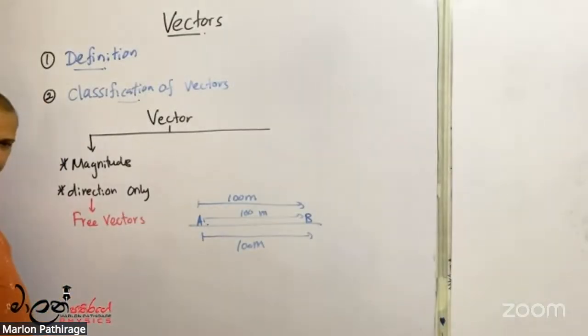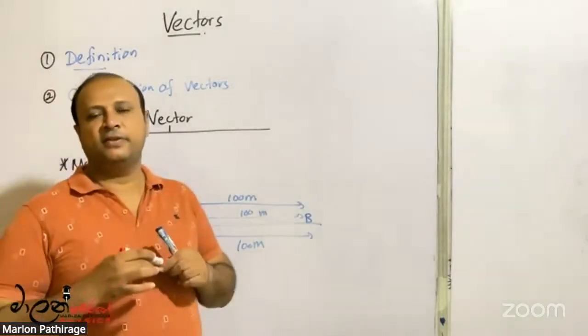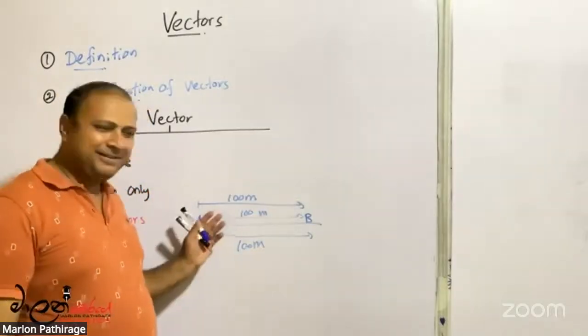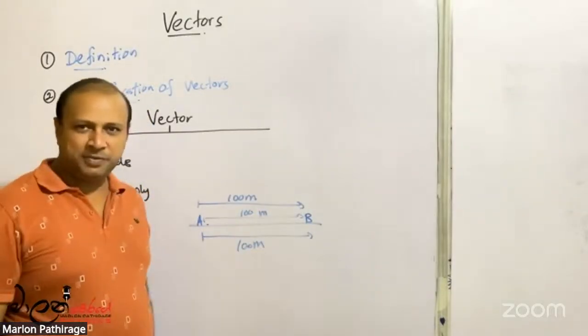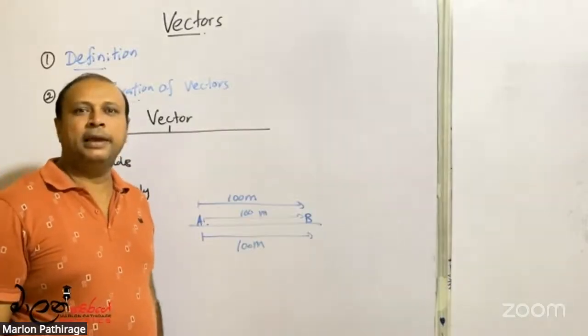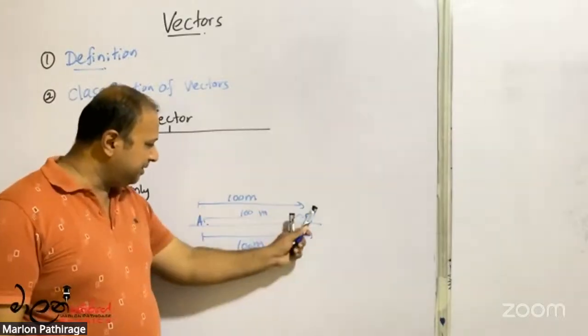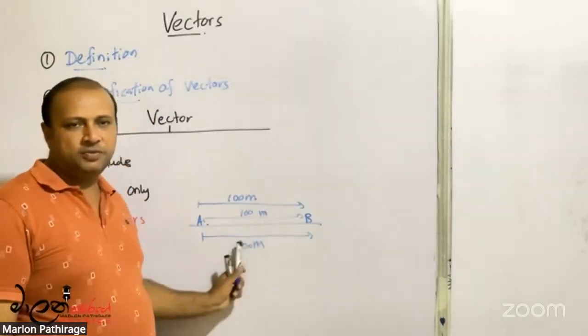Free vectors. Free vectors means we are free to represent that vector if the displacement and the magnitude are correct. If they are correct, we can represent this vector anywhere in the space.